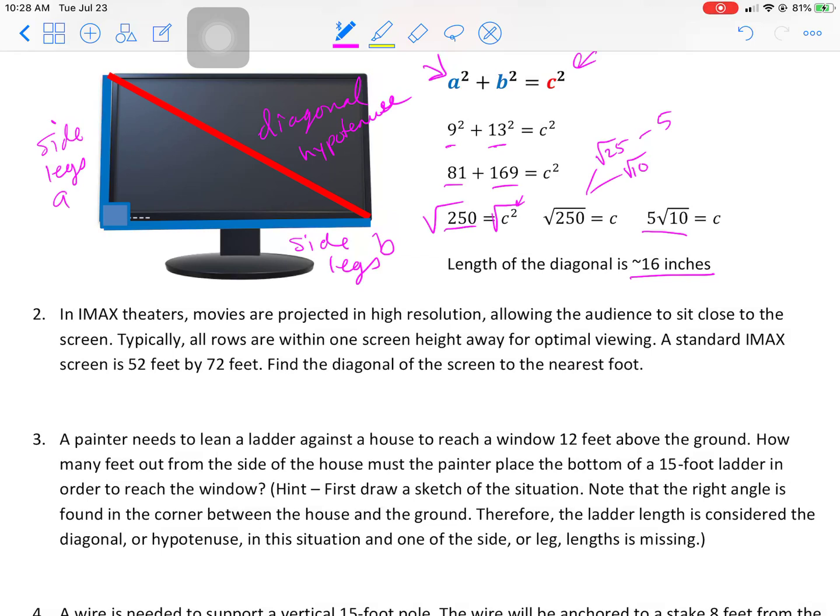Okay. If it helps, you can draw a little picture. And if it's 52 by 72, it doesn't really matter which side is which. I just put that down. But what I'm looking for is the hypotenuse right here. So that would be the c squared in the formula. So 52 squared plus 72 squared equals c squared.